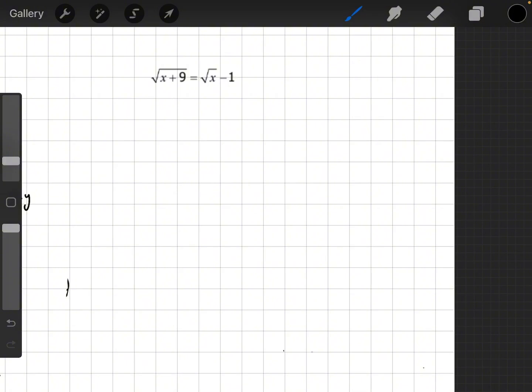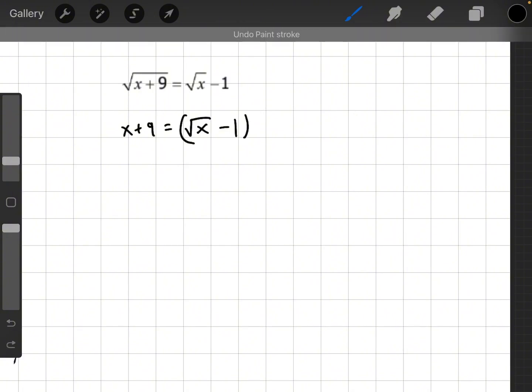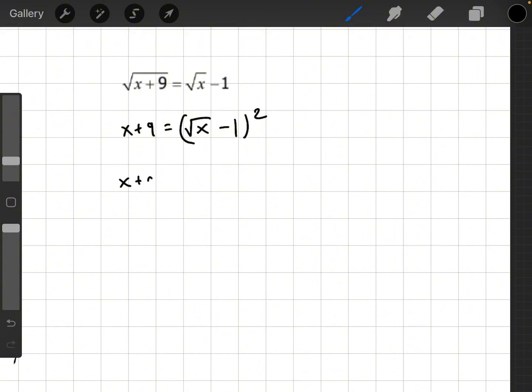Now for the second example, there are radicals on both sides, so we'll just raise both sides to the power of 2 to get rid of these. So x plus 9 equals rad x minus 1, raised to the power of 2. This will cancel out. So x plus 9 equals rad x minus 1 times rad x minus 1.